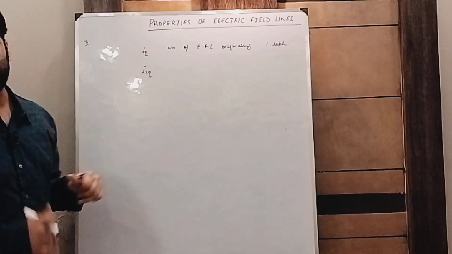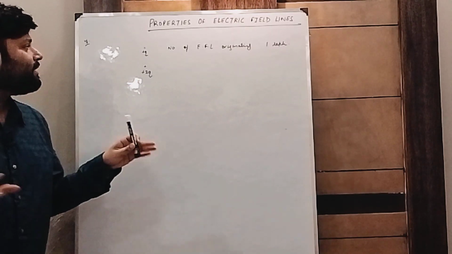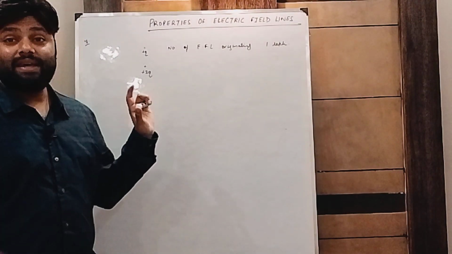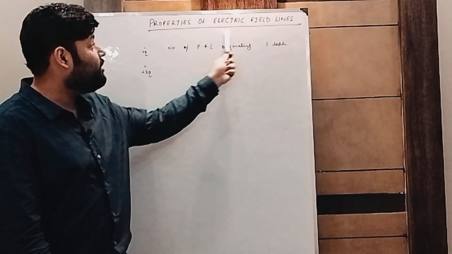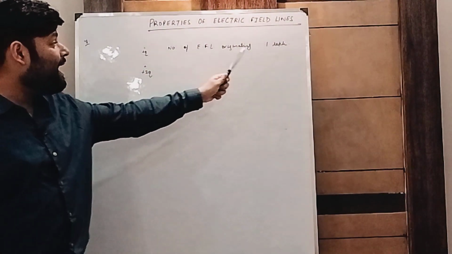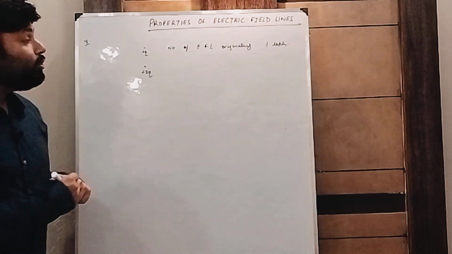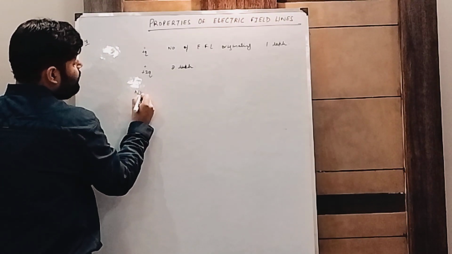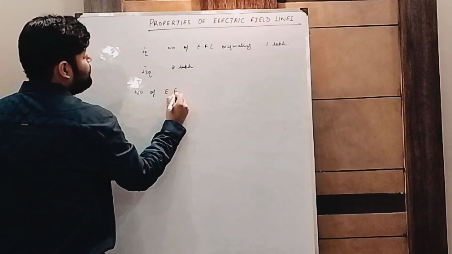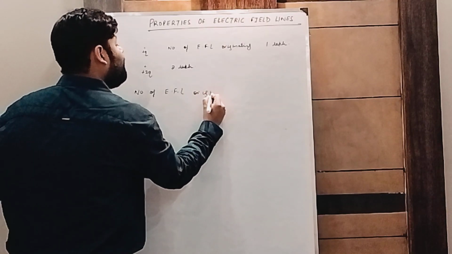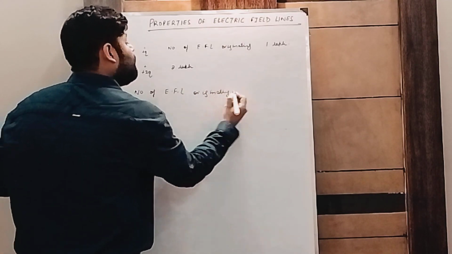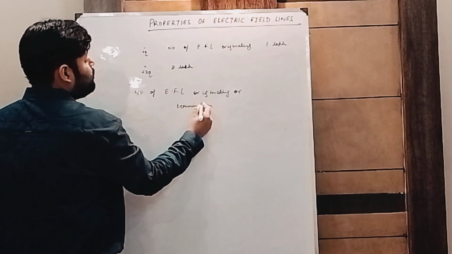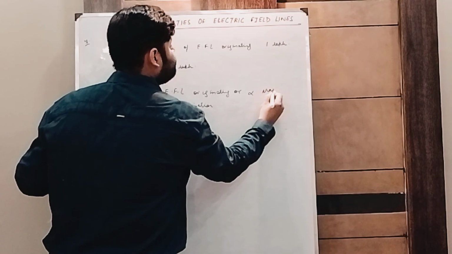Currently, can you answer me this? I think most of the students can, but let's say some of you don't have an idea about it. So we can say that it is a property of electric field lines that if 1 lakh lines originate from plus Q, then 2 lakh lines are going to originate from 2Q. Why? The number of electric field lines originating or terminating is directly proportional to the magnitude of charge.